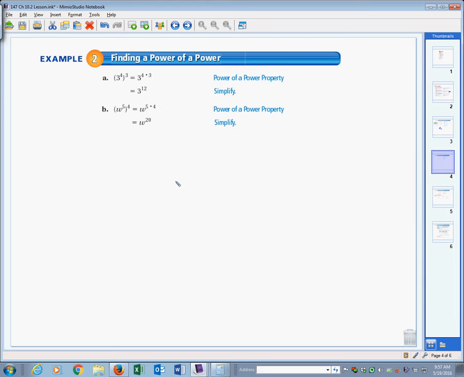So let's go ahead and look at example 2 in your book. And it really wouldn't be a bad idea at all if you put down an example of these examples. But they are in your book, so when you go to do your homework, you know where to refer back to, right?